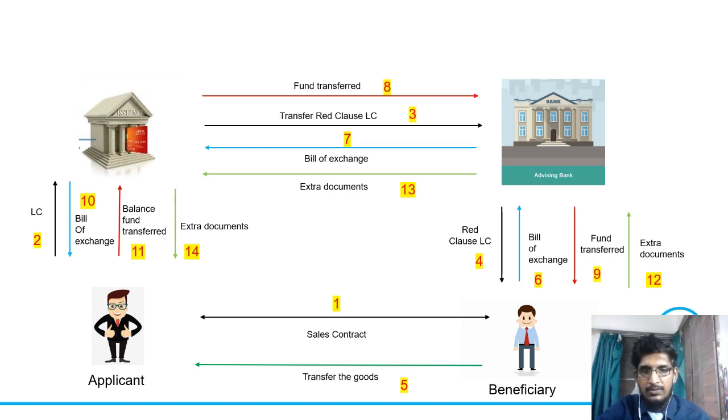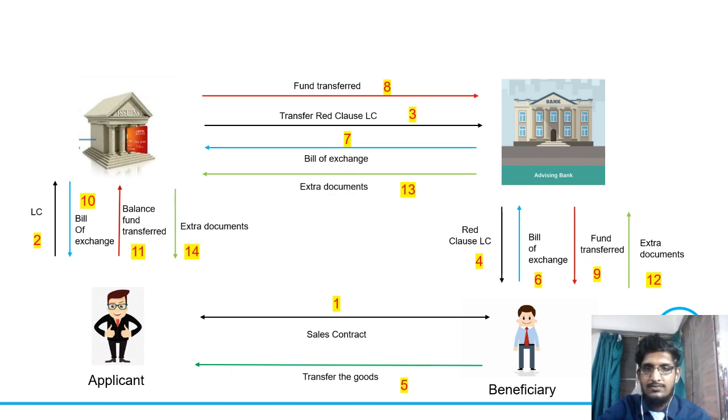The eleventh process is the applicant will pay the amount as agreed with the issuing bank. The twelfth process is the proof of delivery will be sent to the advising bank. The thirteenth process is the advising bank will forward the documentation to the issuing bank. The fourteenth process is the applicant needs the documentation to receive the shipment of the goods. And the last process is the applicant will pay the balance amount of money to the issuing bank.